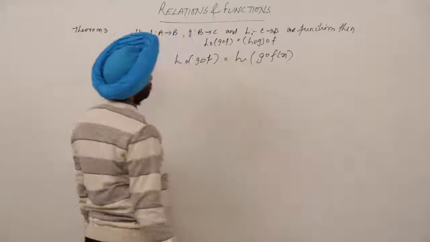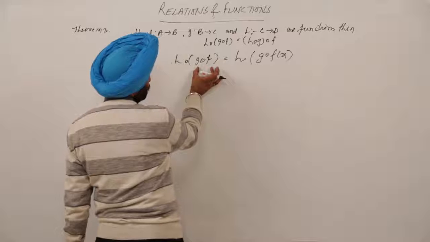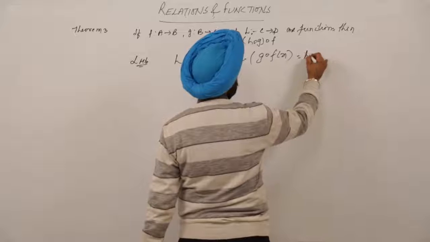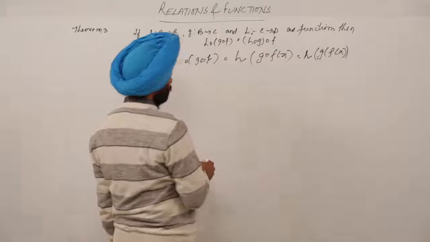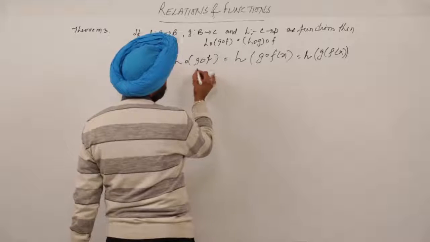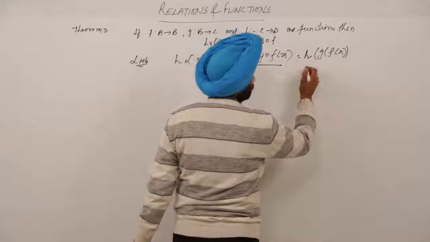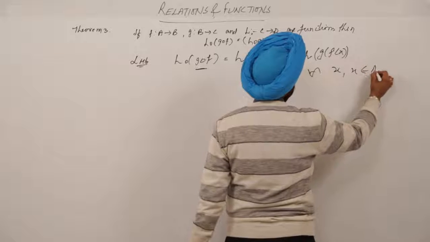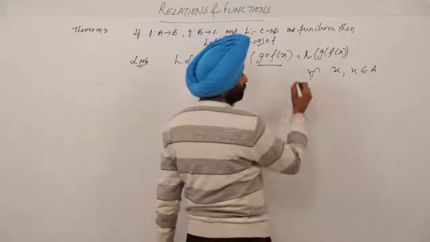Now this whole function, first of all I am solving only this part, then this one is equal to h(g(f(x))). I have first solved this part, and the combined result of this is this one. So this holds for all values of x where x belongs to A. This symbol means for all values, we are writing for all values.